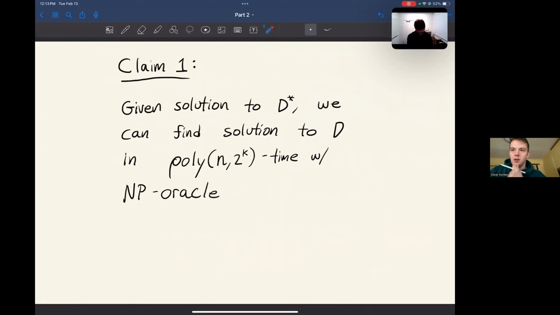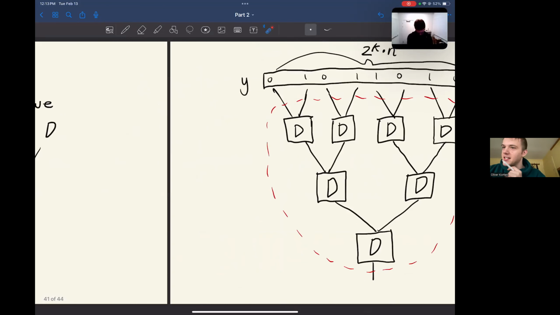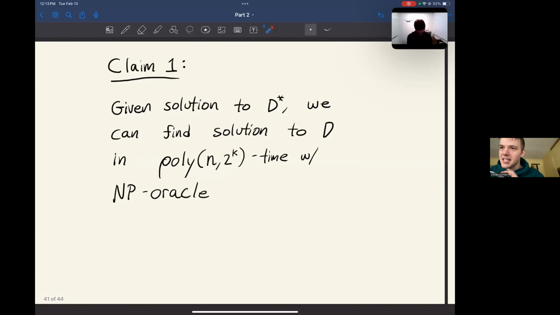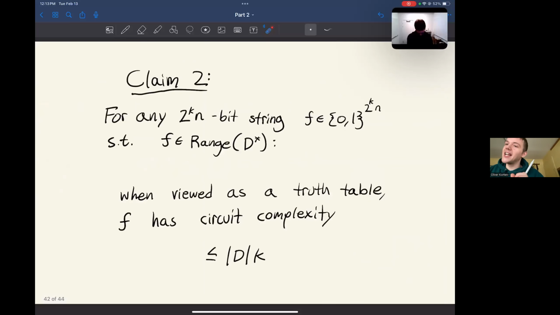So, does that make sense? Given any d star, I can find a solution with an NP oracle. And then the second claim is that any string in the range of d star, if I view it as a truth table, has low circuit complexity. Specifically, circuit complexity the size of d times k, with k the depth of my construction.